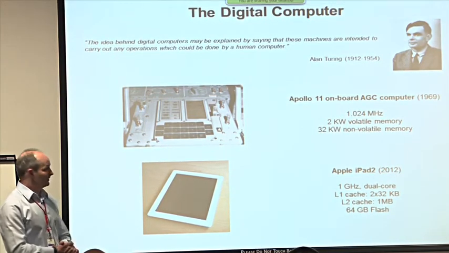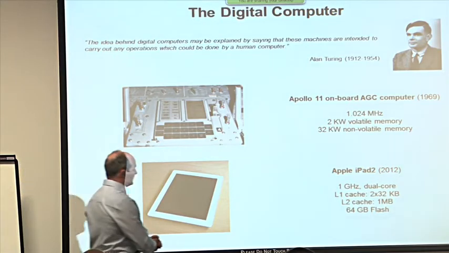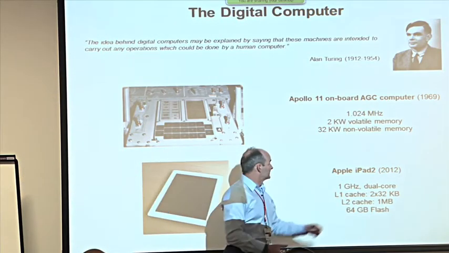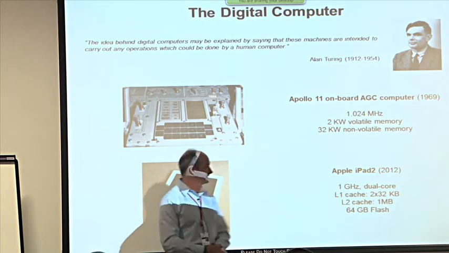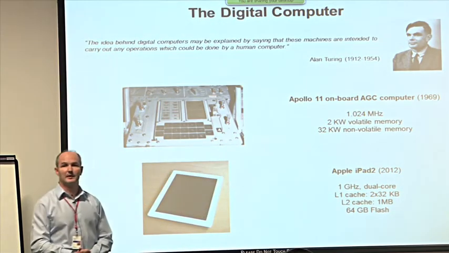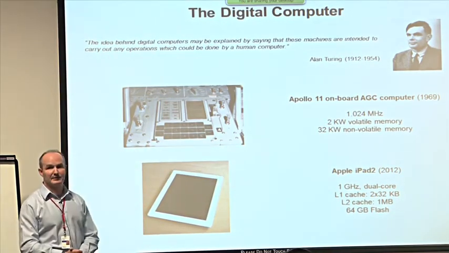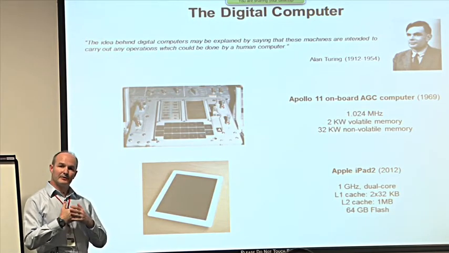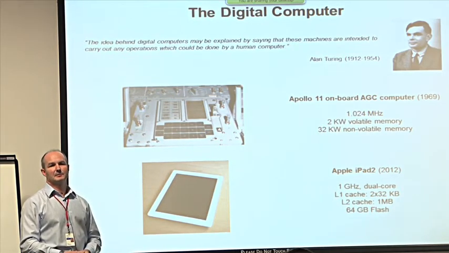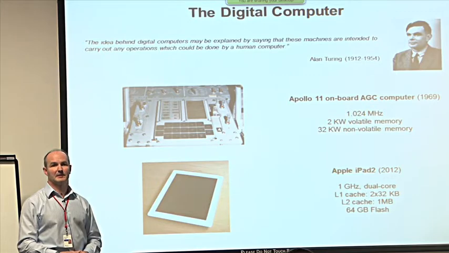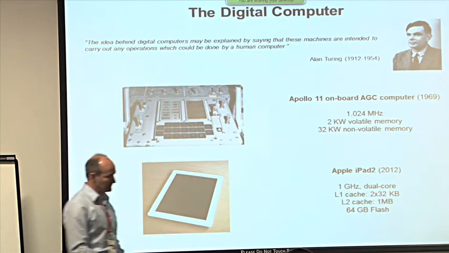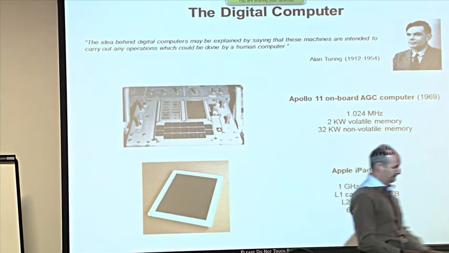We've obviously come quite a long way. It has a lot more memory too. It has 64 gigabytes of flash rather than 32 kilobytes of core rope memory. A very big change has happened in terms of performance. Now, the underlying reason for this is the improvements that have taken place in semiconductor technology. So let me elaborate a little bit on that.